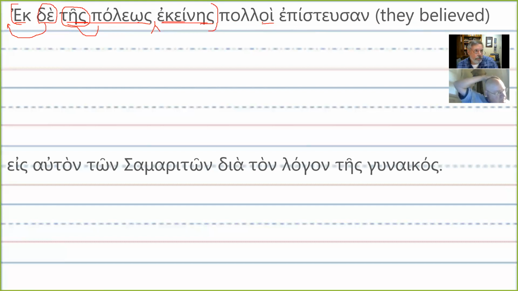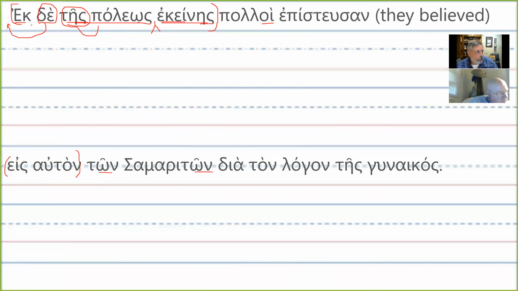So polloi is "many," and so many believed. And here's another prepositional phrase, eis auton. Now eis is governing the accusative, and my accusative stops right here. So eis auton, and I have this genitive right here and this genitive right here. Ton Samariton. And then I've got this clause with dia, ton logon, tes gunaikos. So slowly, we'll walk through it. We already did. There's my pen.